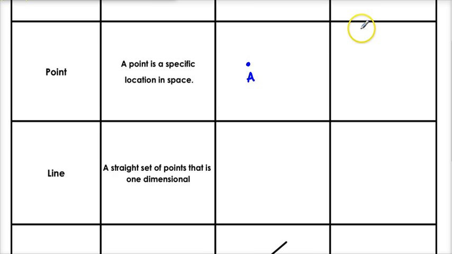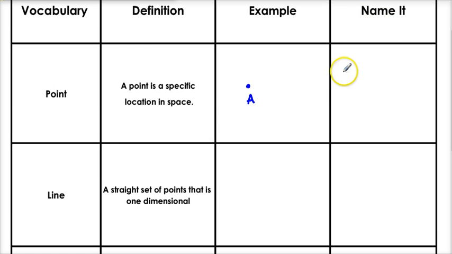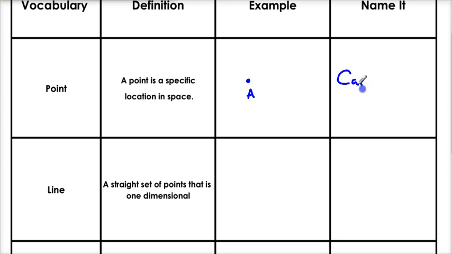And how do we name it? The way we name it is just using a capital letter. There's no other way to do it. When you use a capital letter, that's how you name it. The example would be, we'll call this point A. That's our example of that.